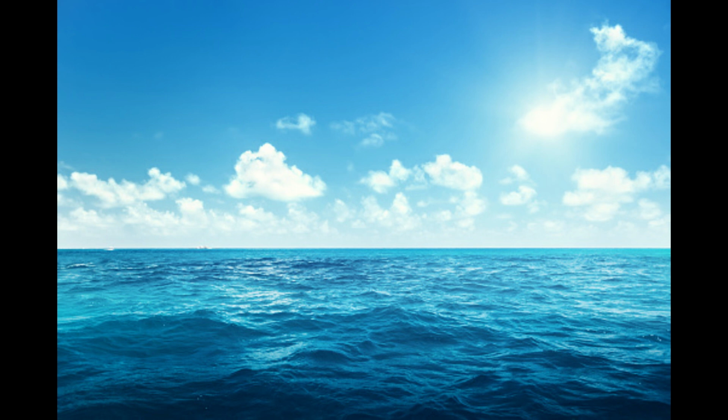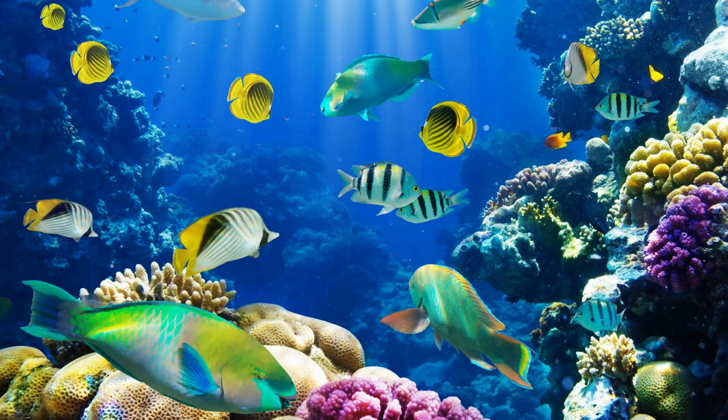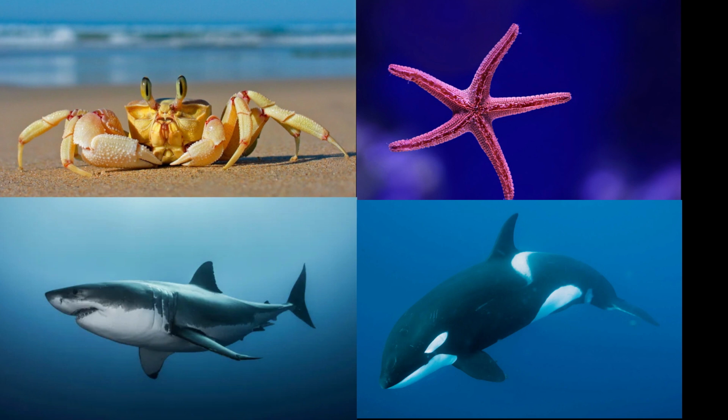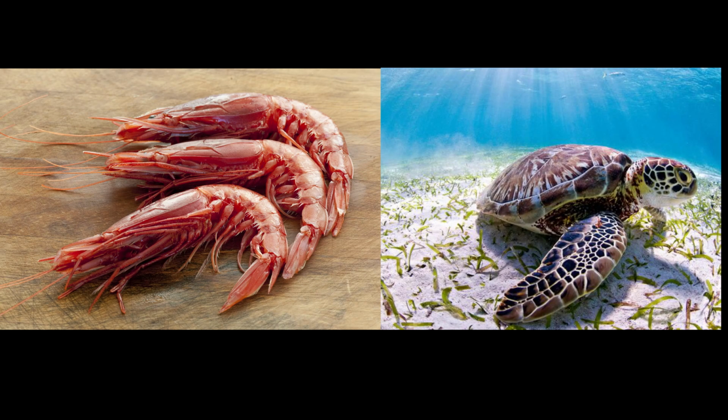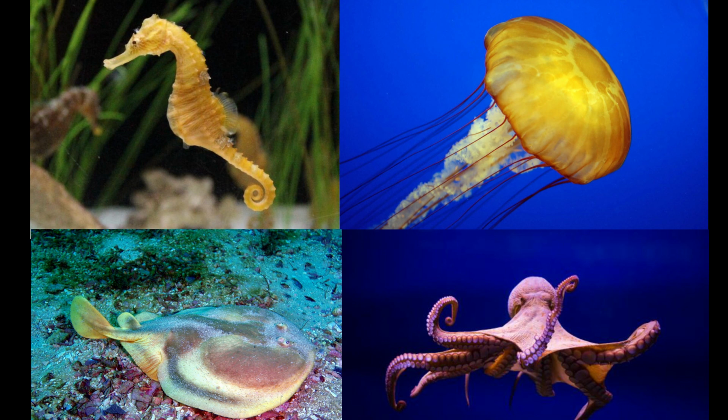Pacific Ocean, Arctic Ocean, Atlantic Ocean, Southern Ocean and Indian Ocean are the various oceans on the earth. In oceans, big and small fish of different types are found in saltwater habitats. Crabs, starfish, sharks, whales, prawns, sea turtles, seahorses, jellyfish, electric rays, octopuses, and many other animals.